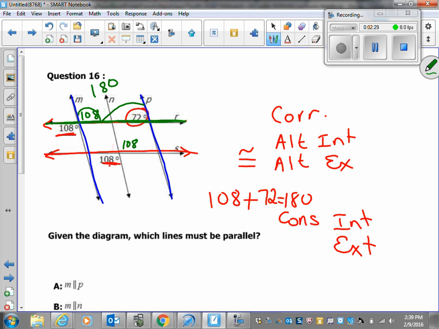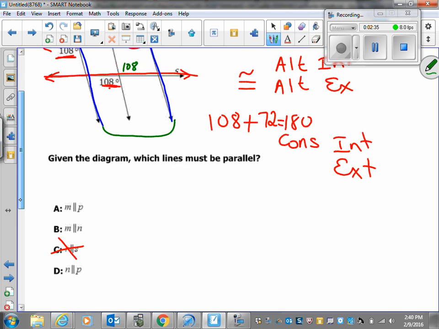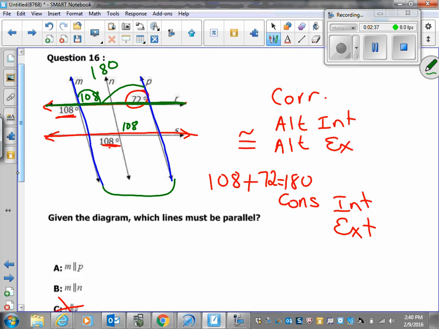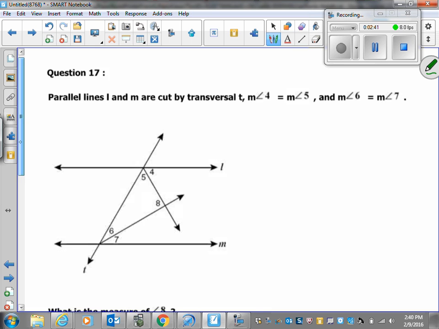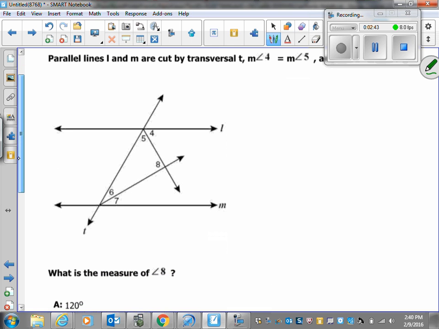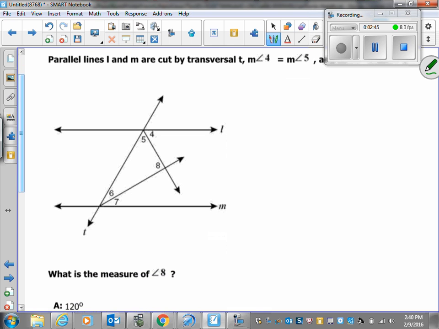So in this case, the lines that are going to be parallel would be M and P. You just have to be careful in this type of problem. Make sure the two angles that we're talking about share a common transversal.